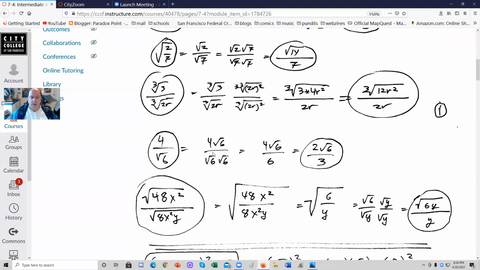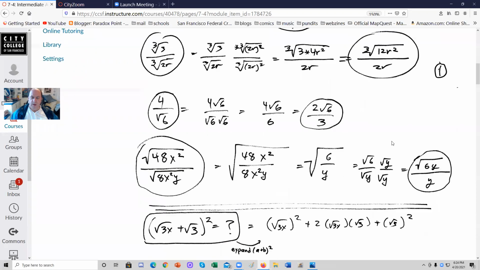4 over root 6, multiply above and below by root 6. Get 4 root 6 over 6. 4 and 6 cancel, the common factor of 2. So you get 2 root 6 divided by 3.